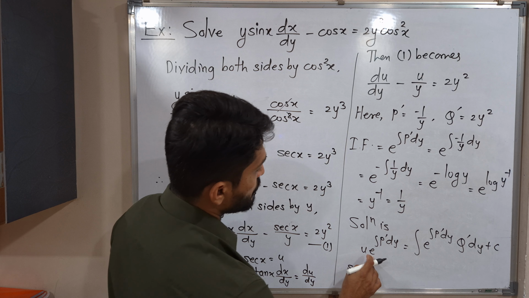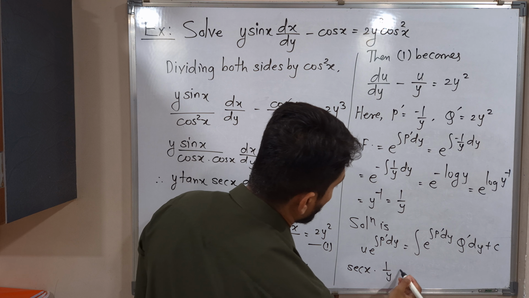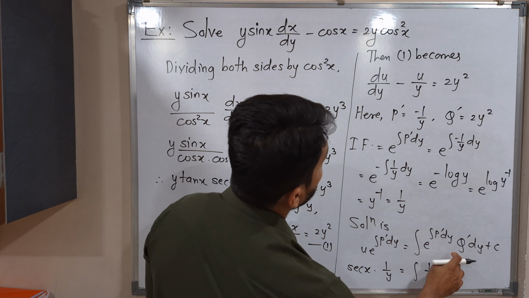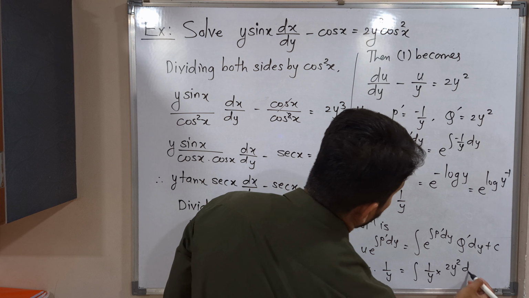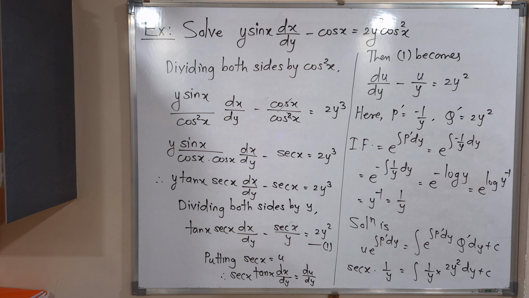The value of the exponential function e raised to integration P dash dy is 1 by y. Here also its value is the same, 1 by y. Q dash, what is my Q dash? It is 2y square, dy, plus c. Right now there is no more space to solve the remaining part of this problem. Just make a screenshot of it, then I will move further.